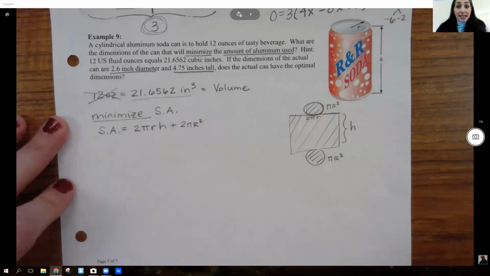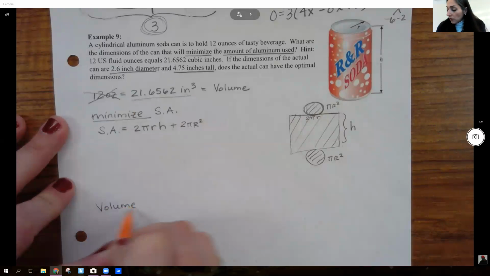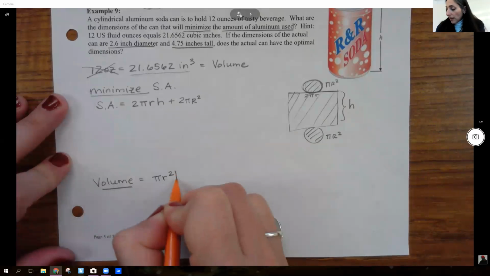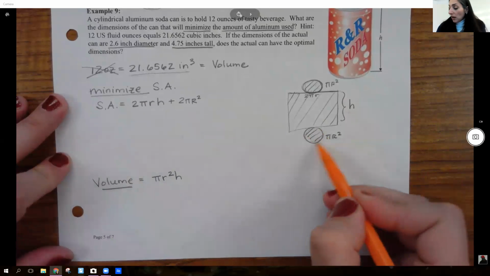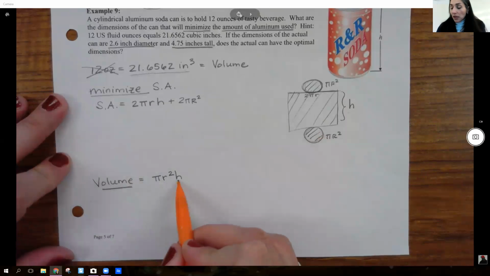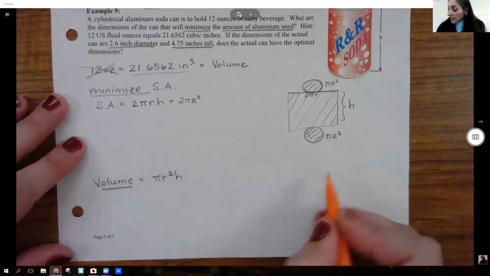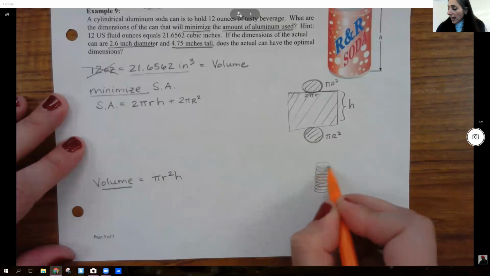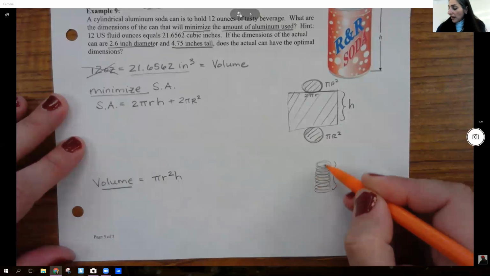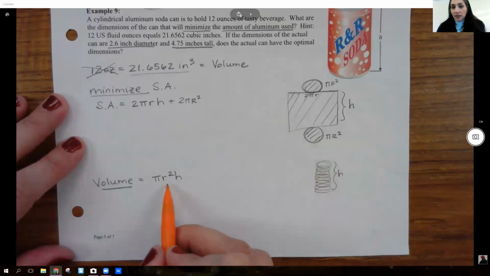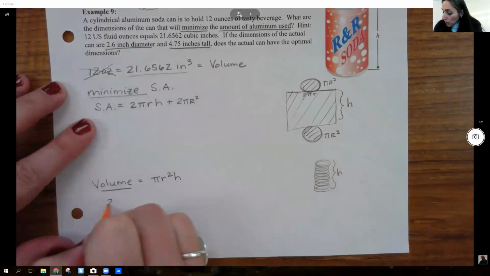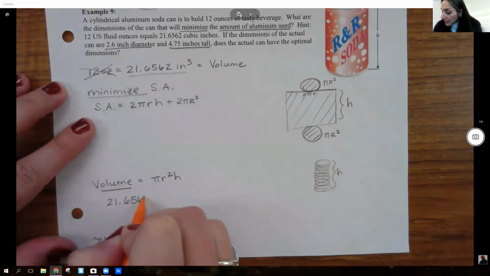What we would also need is the volume formula for a cylinder. So volume of a cylinder is pi r squared h. It would be the area of the base multiplied by the height. So it's like if you were to take the bases and stack them on top of each other, infinitely close, higher and higher and higher, then you would get a solid cylinder. Okay, that's where this comes from. Alrighty, so I know that that is going to be equal to 21.6562.